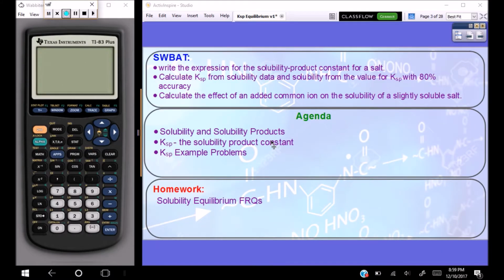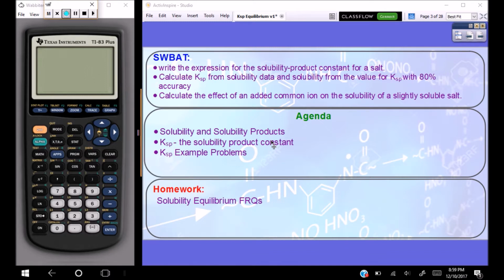All right, hello class. This lesson is on solubility equilibrium, and it pairs well with your solubility equilibrium FRQs. There are 3 total playposits in this sequence. By watching this one, we'll be able to write the expression for the solubility product constant for a salt.